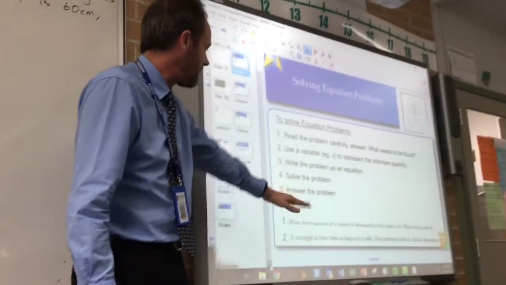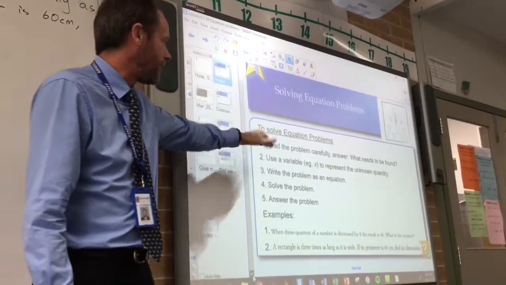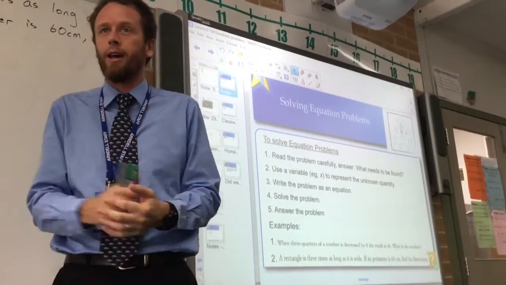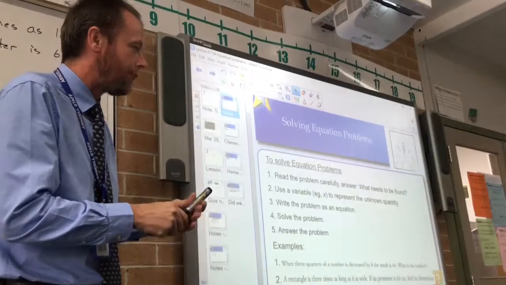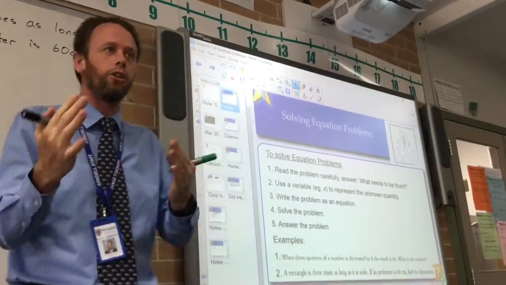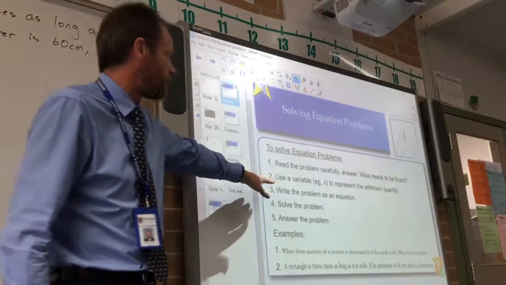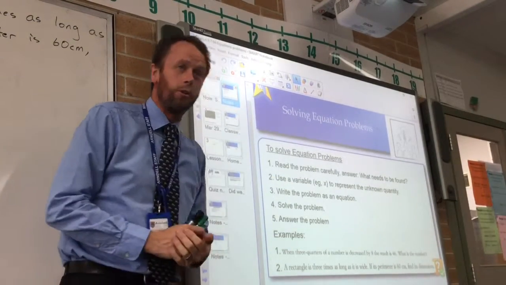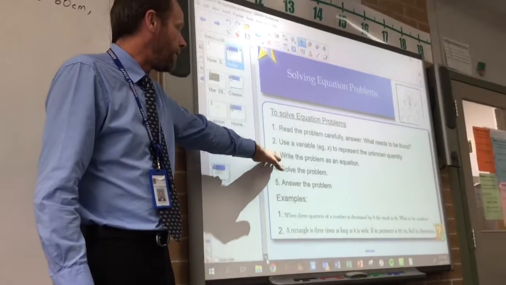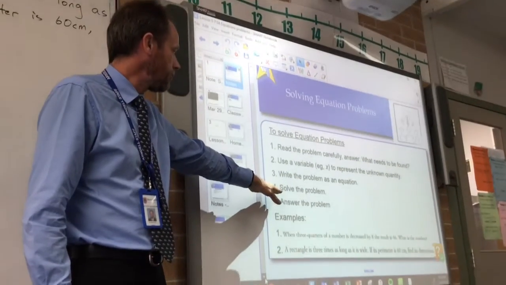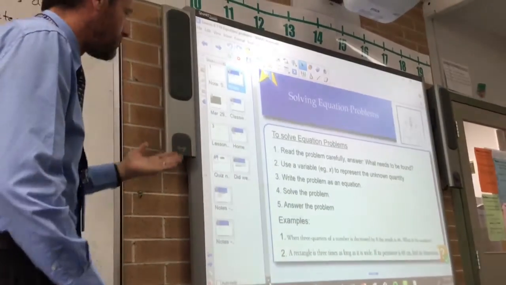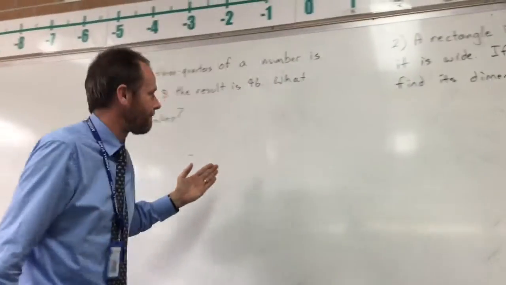So here I've outlined a number of steps. Firstly, read the problem carefully and answer what needs to be found. What I often do is I take out some pens and I start highlighting, circling, underlining, whatever, so that I might know what I'm trying to find. Use a variable to represent the unknown quantity. Write the problem as an equation, solve the problem, answer the problem. So let's have a look at some questions. I've already written these ones out for today.